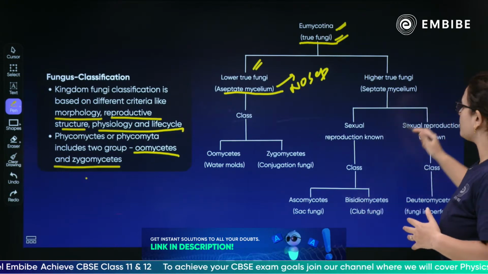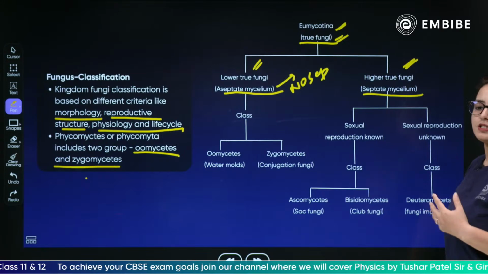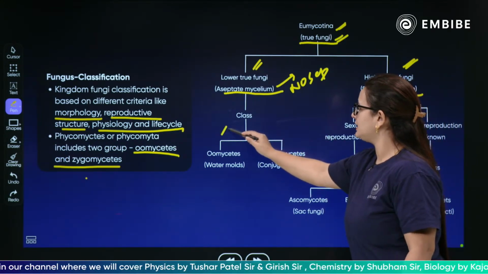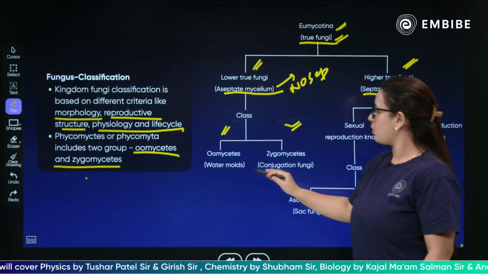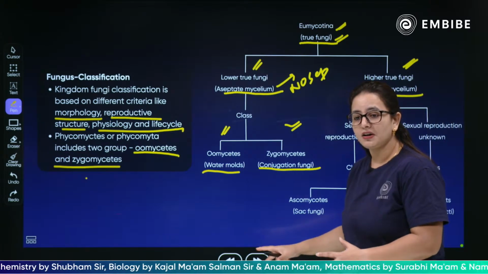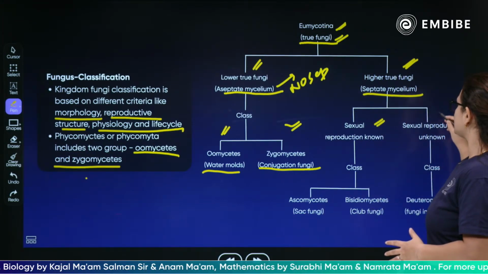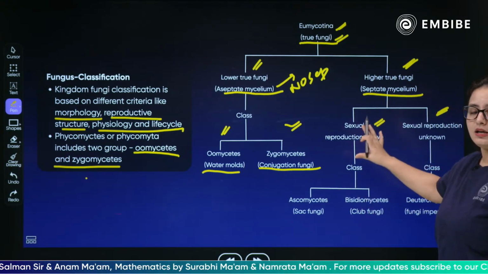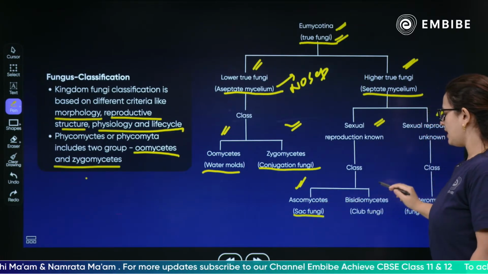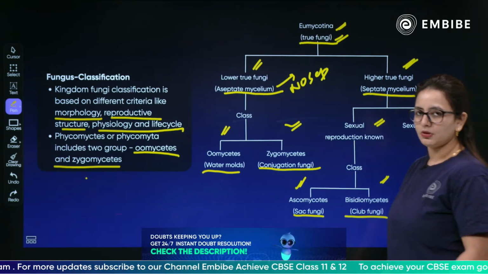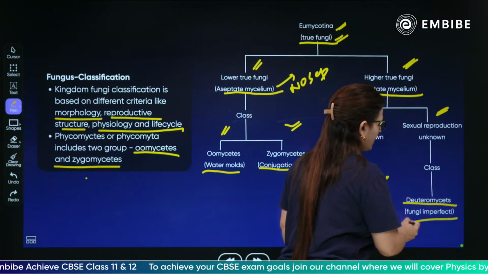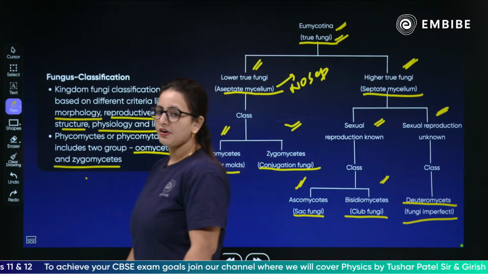Then there are the advanced fungi, which have septate mycelium, the higher true fungi, which have a division in their mycelium. They are a more advanced kind of fungi. They are further divided into classes called oomycetes and zygomycetes. The oomycetes are called water molds, while the zygomycetes are called conjugation fungi. Talking about the higher fungi, they are classified into sexual reproduction known and sexual reproduction unknown. Those that reproduce through sexual reproduction are further classified into ascomycetes, known as sac fungi, and basidiomycetes, known as club fungi. The only fungi not showing sexual reproduction are the deuteromycetes, also known as fungi imperfecti.